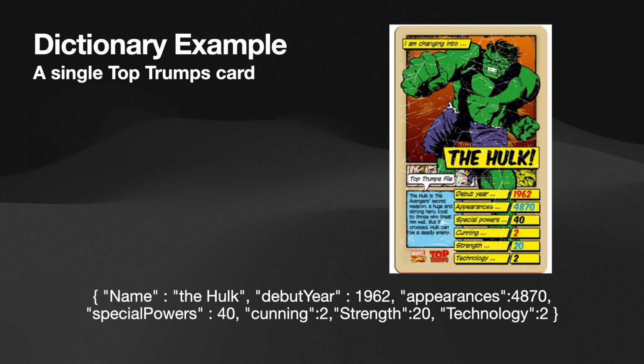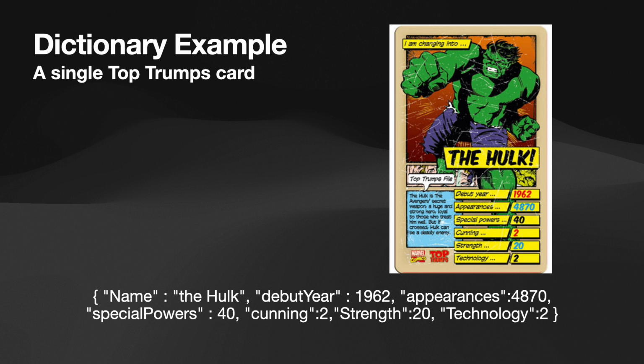Now, if we look at some examples, an example of a dictionary is a single top trumps card. In this case, I've got a top trumps card for the Hulk. His name is the Hulk, and then we've got some values underneath. So we've got things like the debut year, the number of appearances, special powers and cunning and strength and technology. Each one of those is a key and value pair that goes in that dictionary.